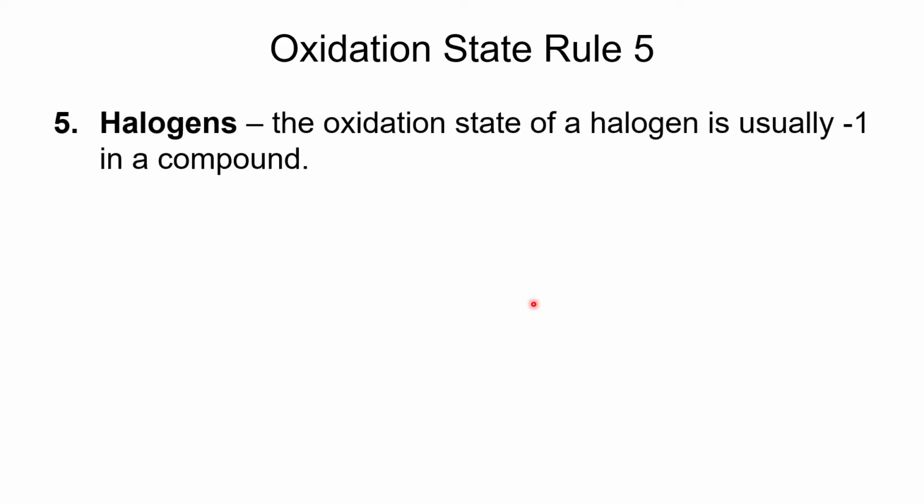All right, rule 5, halogens. Most of the time, halogens have an oxidation state of -1 if they're in a compound. And for fluorine, there are no exceptions. It's always -1 for fluorine. And that is because fluorine is the meanest, baddest, most electronegative element on the whole periodic table. It always gets the electron. Always. Fluorine, what a pain.